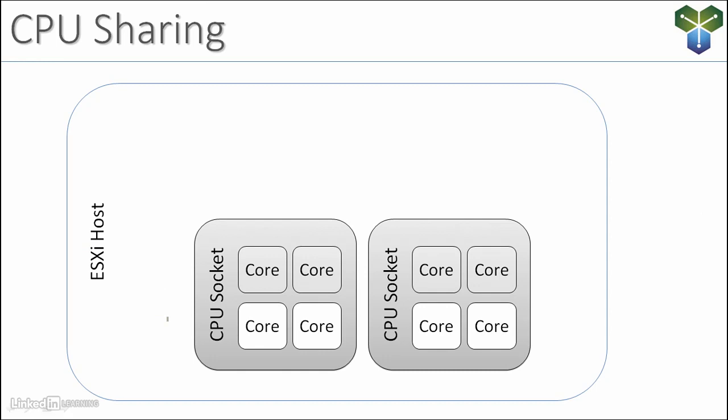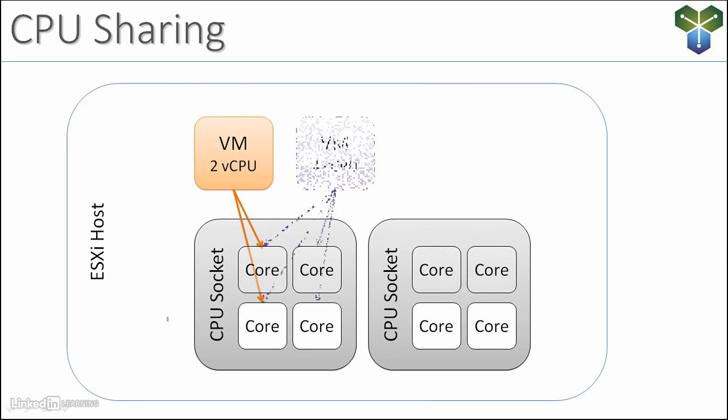So let's start with CPU sharing. Here we see a diagram of an ESXi host, and the ESXi host has two physical processors, two CPU sockets. And each of them is a quad-core CPU. So I have a total of 8 CPU cores. Now I go ahead and I create myself a virtual machine and I configure it with 2 virtual CPUs. Each of those virtual CPUs is going to be assigned to one of these processor cores. So now I can see my VM is using two logical processors, using two CPU cores on this CPU socket.